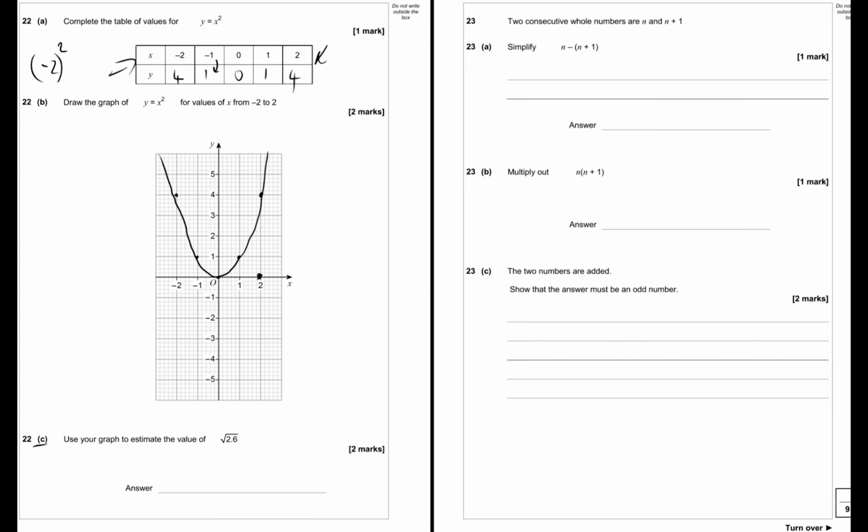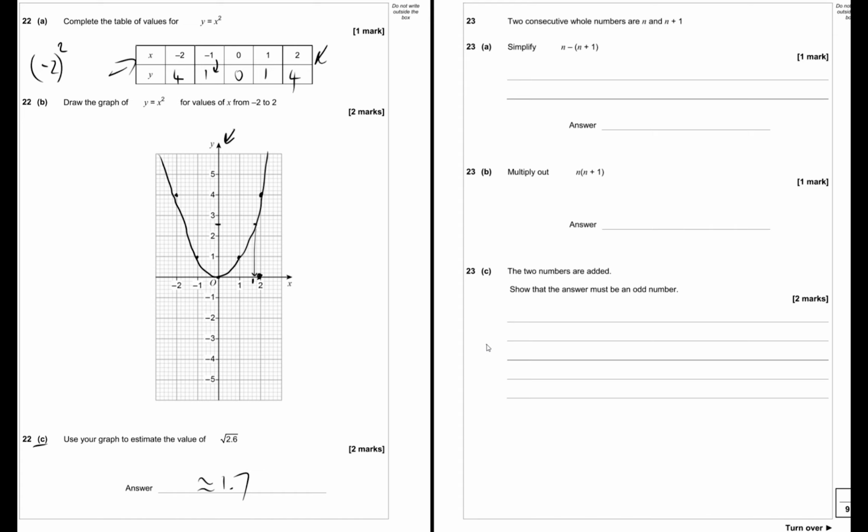Okay, C. Use your graph to estimate the value of the square root of 2.6. Okay, so the square root of 2.6. So we want to find 2.6 on the y-axis. So 2.6 is going to be about here, isn't it? 2.6, and then we want to go across to here, and then go down, down, down, down to there. So what is this bit? It looks like it's about 1.7, and that's our answer for 22.